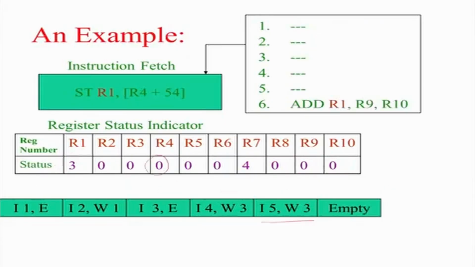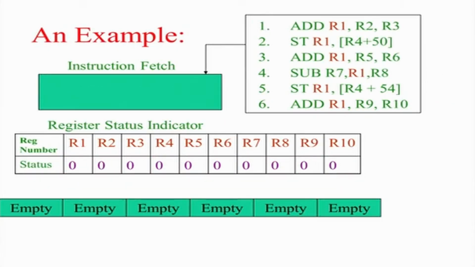Now all the instructions that have the true dependency, which is equivalent to RAW, read after write, are waiting. These 3 are waiting. Let us go back. This one is waiting for I1 to complete, and these 2 are waiting for I3 to complete, correct. So the true dependencies are handled.